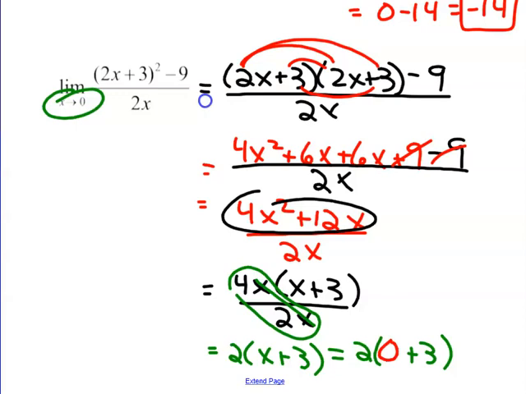2 times 0 plus 3, which is 2 times 3, which is 6. So that is finding limits of functions algebraically. So kind of the key is you go ahead and you plug in what it says. However, if you end up with 0 in a denominator, you have to try to deal with that by simplifying, factoring the numerator and denominator, and seeing if you can reduce the fraction so you don't end up with 0 in the denominator.